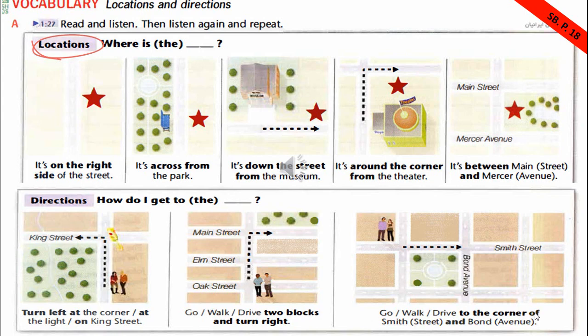Directions. How do I get to the... Turn left at the corner. Turn left at the light. Turn left on King Street. Go 2 blocks and turn right. Walk 2 blocks and turn right. Drive 2 blocks and turn right. Go to the corner of Smith Street and Bond Avenue. Walk to the corner of Smith Street and Bond Avenue. Drive to the corner of Smith Street and Bond Avenue.